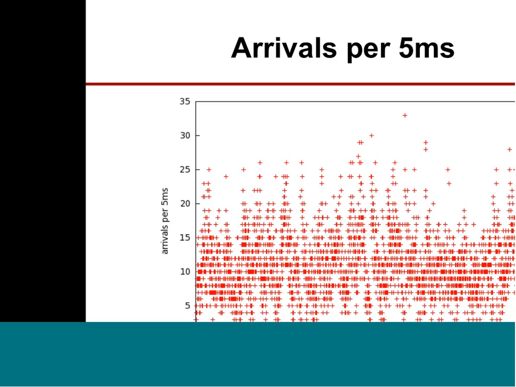So first I'll plot the arrivals. And here I'm actually doing something a little different. This is not time series. What I've done is crunched these into time slices 5 milliseconds long. And I've counted the number of arrivals in each 5 millisecond time slice.